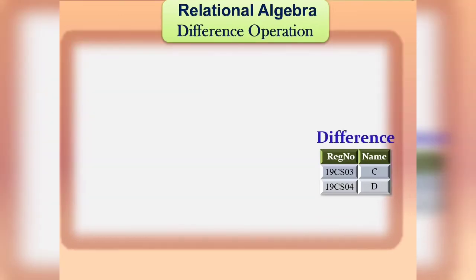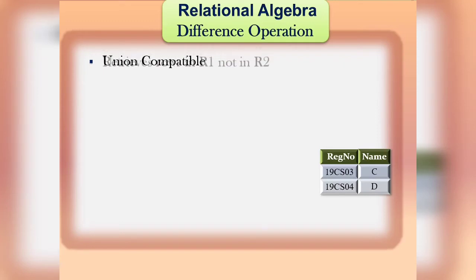In order to carry out the difference operation between two relations, the union compatibility rule is in effect as for our union and intersection operations that we just discussed. The purpose of the difference operation in R1 difference R2 is to retrieve all the rows that are in relation R1 but not in relation R2. It is noted using a different symbol.